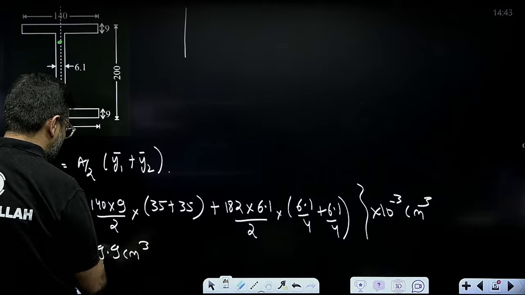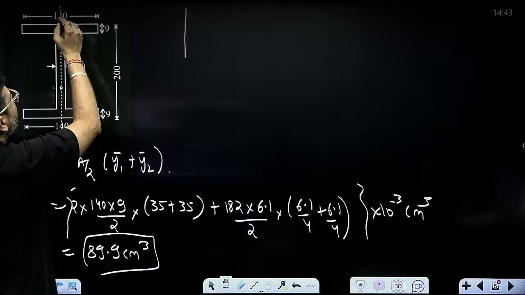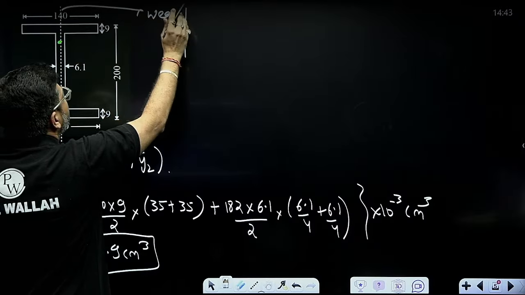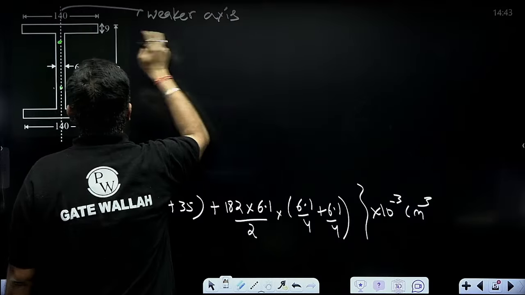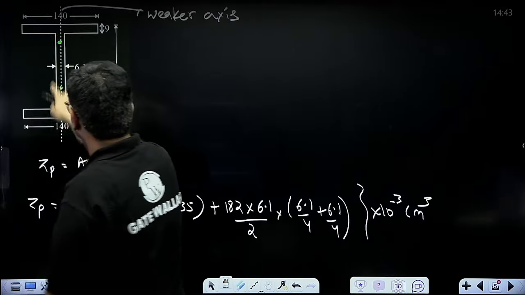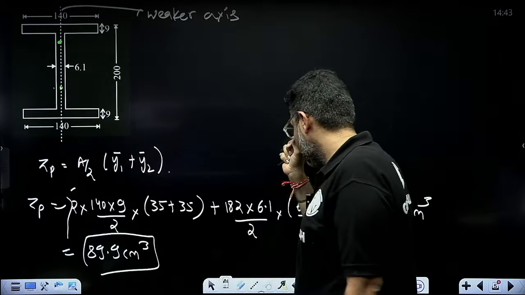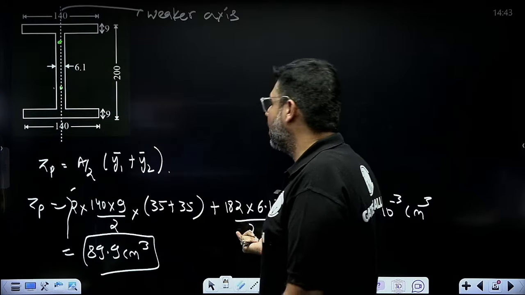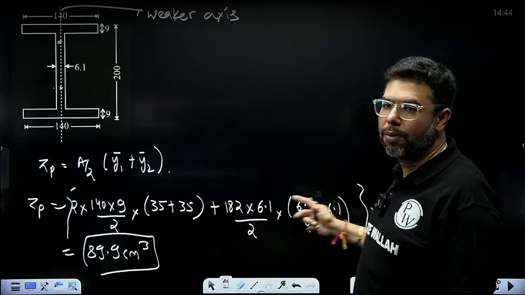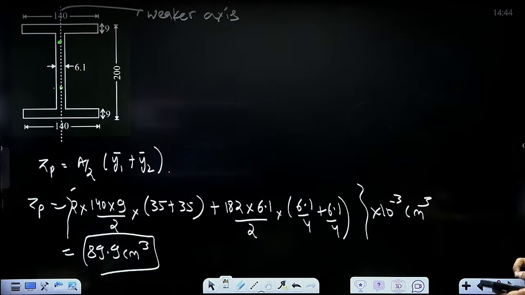So it was asked about the weaker axis. This is my weaker axis. First I found out the ZP of both the flanges. Then I found out the ZP of this web: 182 into 6.1, A by 2 into y1 bar is 6.1 by 4, 6.1 by 4. Please see, are you getting this answer or not?